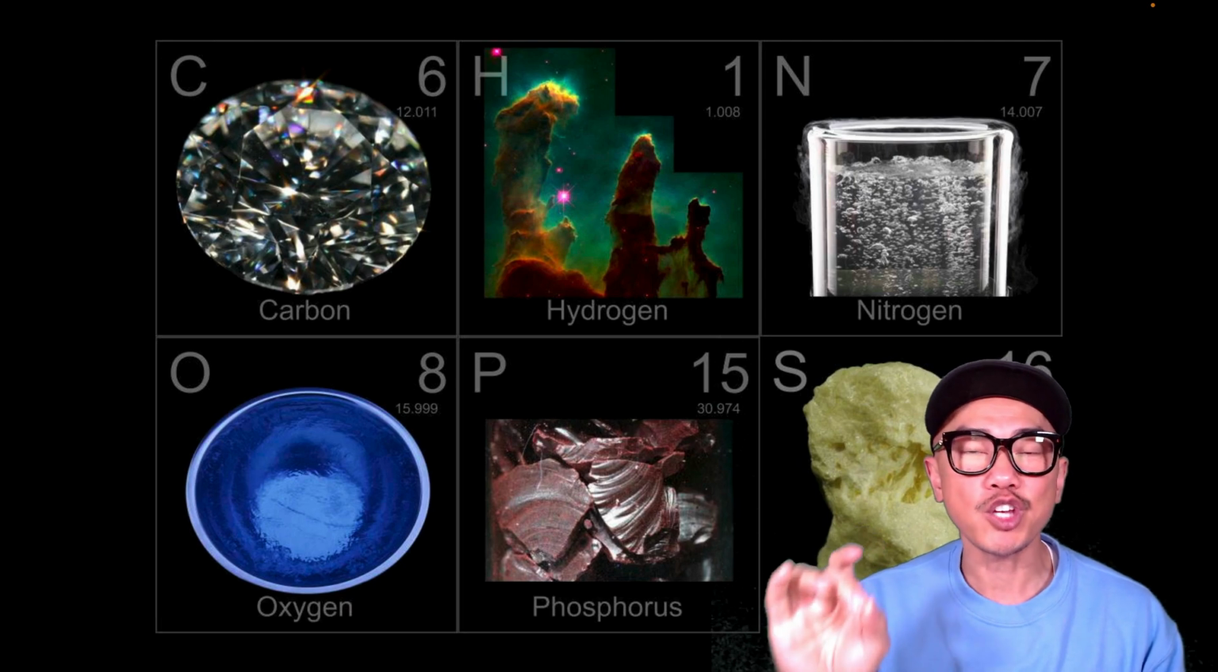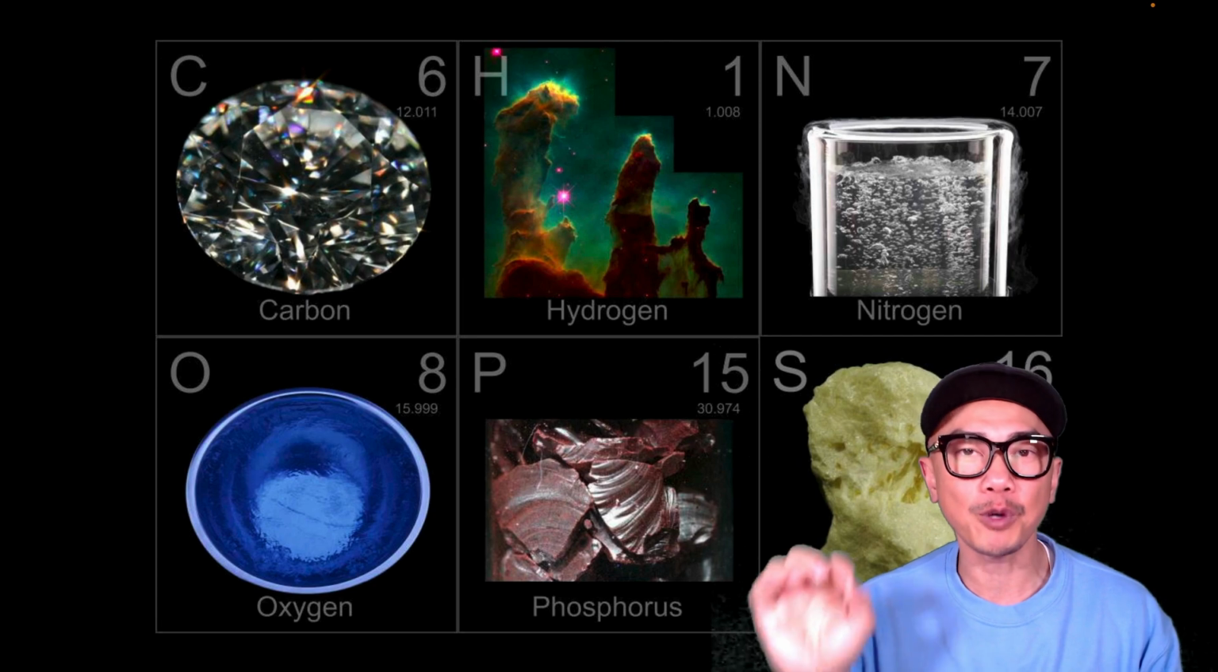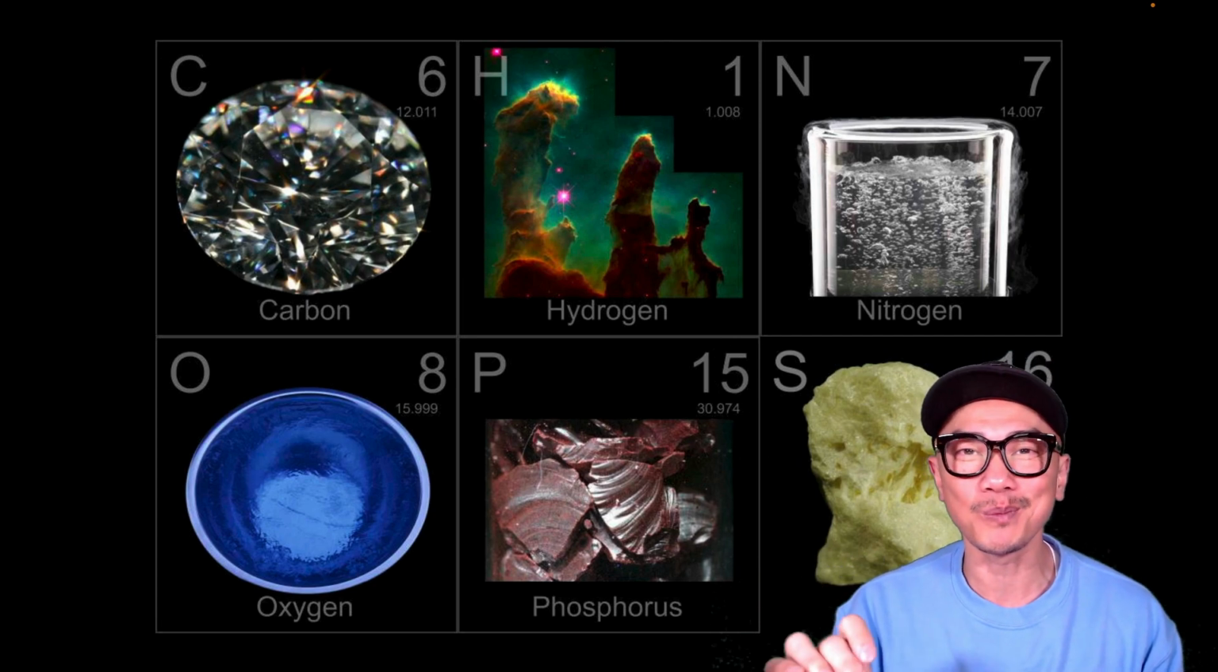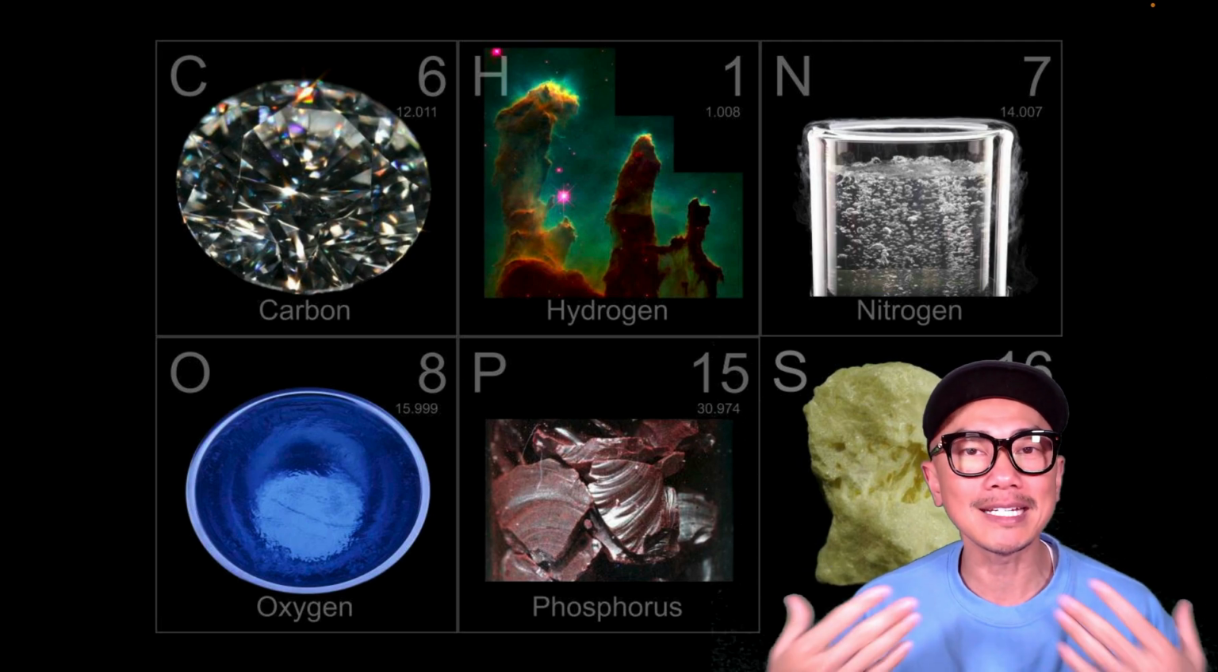Memorizing CHNOPS is an easy way to remember the most common elements in the human body. A trick to help you remember something like this is called a mnemonic.